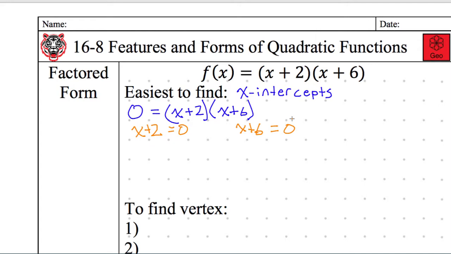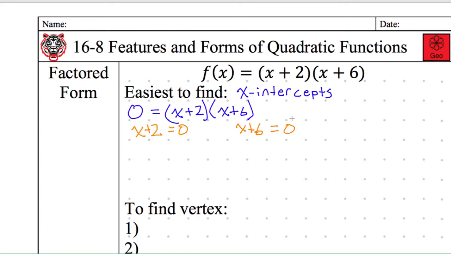To find the x-intercepts, Beverly set y to 0. This f of x is really y. It's a fancy y. It's a function, a named function f. We're setting that to 0. Then using the 0 product property, Beverly saw that x plus 2 is 0, and this x plus 6 is also 0. Anything that can potentially be 0, set it equal to 0. And then really easy XP, what are the two x-intercepts?